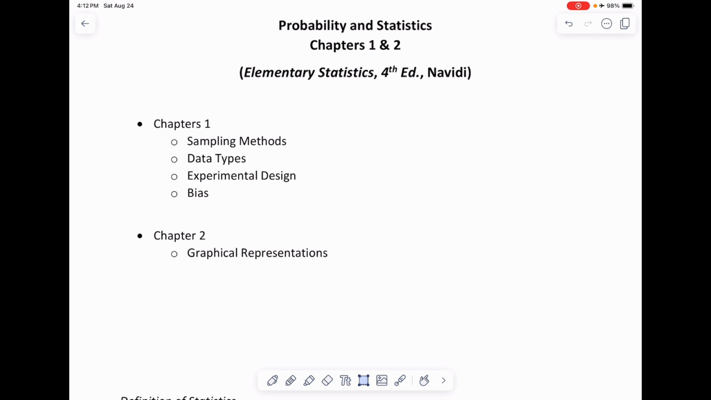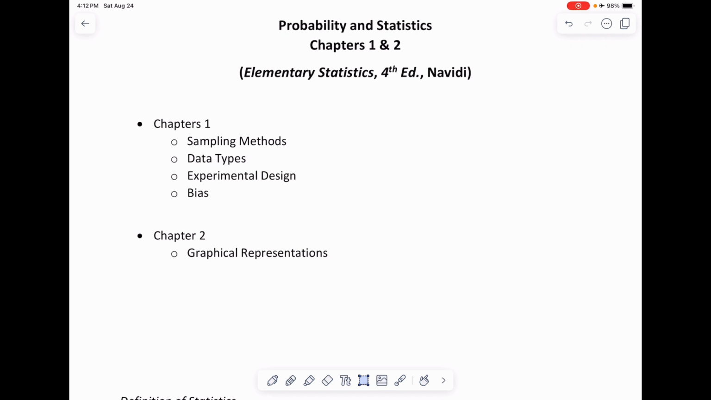In this lesson, we're going to be covering, in chapter 1, sampling methods. So how do we collect data in statistics? What are those different types of data that we can collect? Talk specifically about experimental design and what that means and why that's important. And then bias, in terms of what are some things that we need to be careful of and watch for as we collect and analyze data that could skew the results from what would be objective.